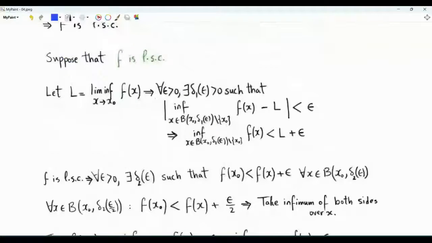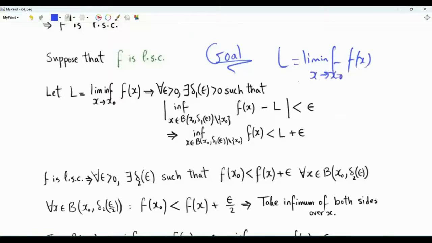Now, let's assume that the function is lower semi-continuous. So the goal is to show that L, which is the limit infimum of f of x as x tends to x0, that this limit infimum is greater than or equal to f of x0. F is lower semi-continuous at every point in Rn, so it is lower semi-continuous at x0. And now our objective is to show this inequality. Again, what is the meaning of the limit as in the previous part?